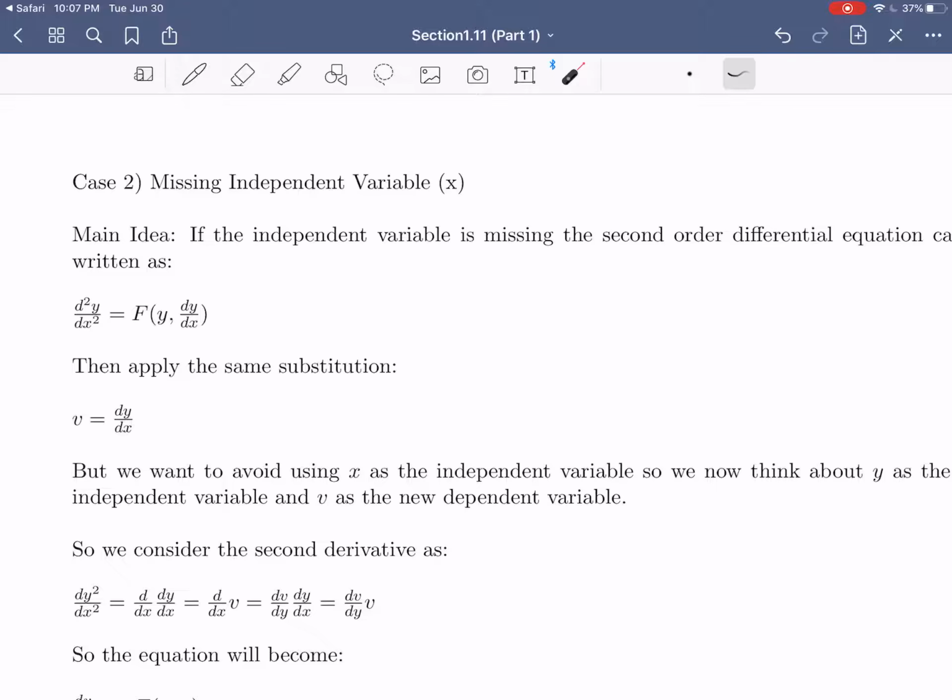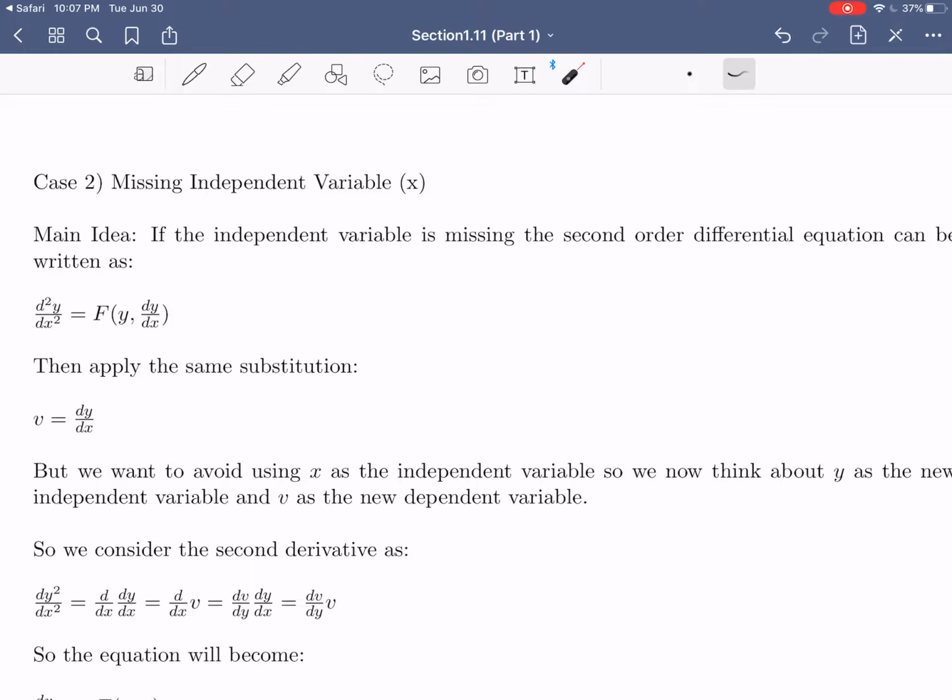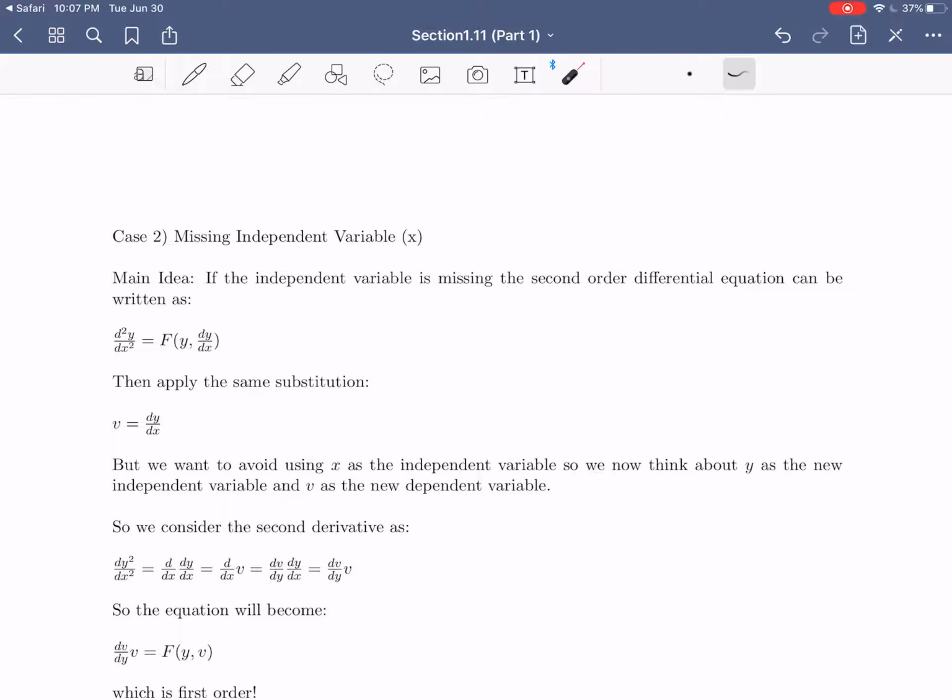In other words, this means we have a second order differential equation where you see y double prime, you see y prime, you see y, but you see no x's or functions of x's anywhere in the differential equation. So if you have a case 2, then you can write your second order differential equation as the second derivative equal to a function of the dependent variable and the derivative, because of course you don't need any x's, as there are no x's in the actual equation.